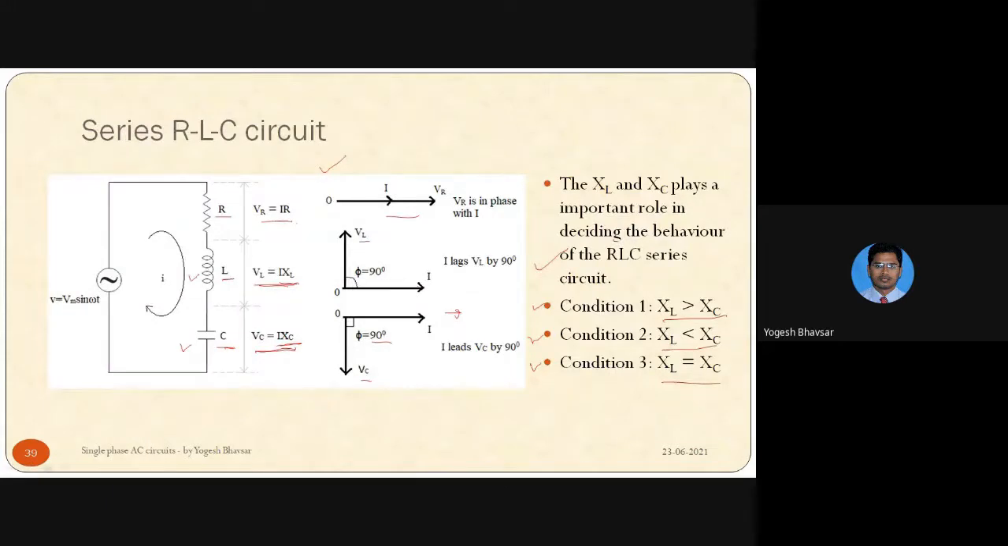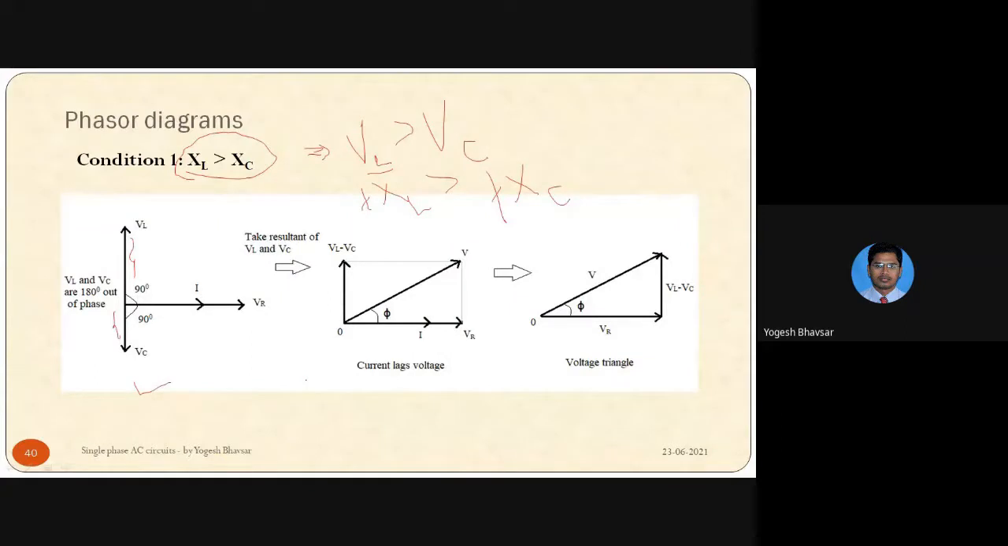Right? We know that for inductive, voltage is leading current, for capacitive, voltage is lagging. So these are exactly opposite to each other. That means the phase difference is 180 degrees. So here we can see 90 plus 90, 180-degree phase difference for VL and VC.